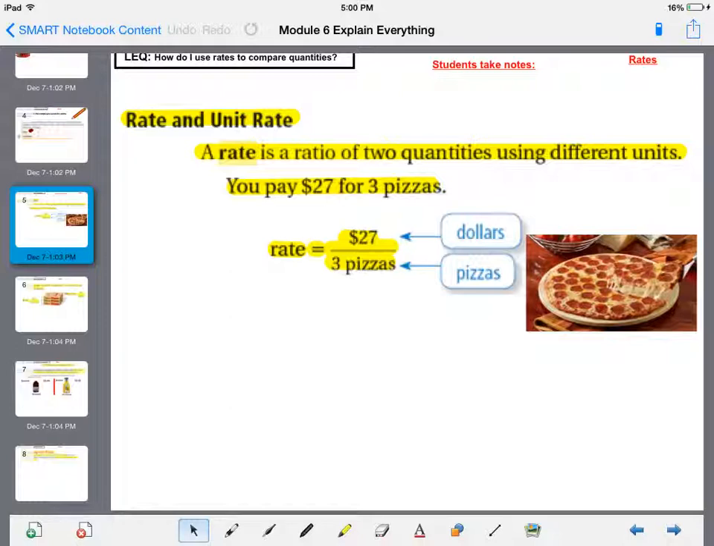We also talked about the difference between a rate and a ratio. A ratio was just the numbers, whereas a rate specifies the quantities that we are comparing using different units. So in this example, this is a rate because we are comparing $27 to 3 pizzas and not just a ratio of 27 to 3.